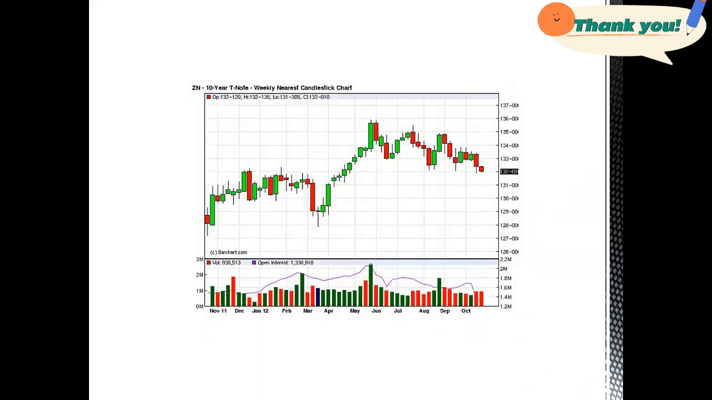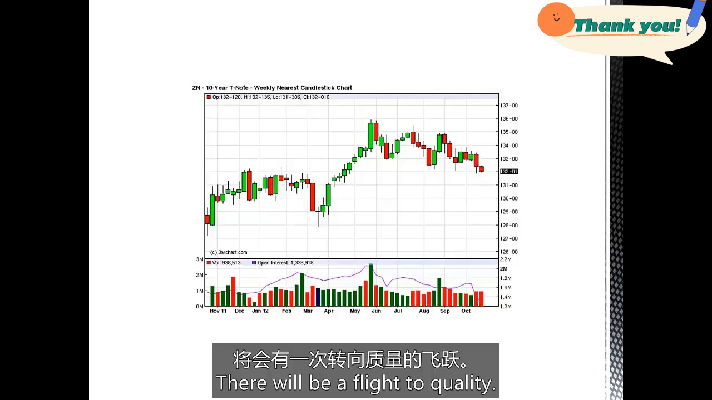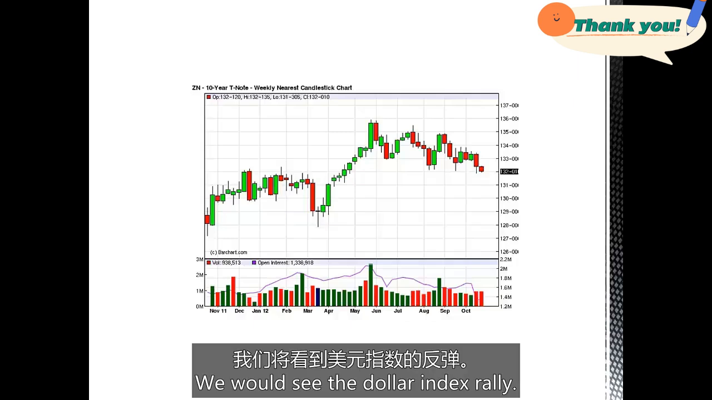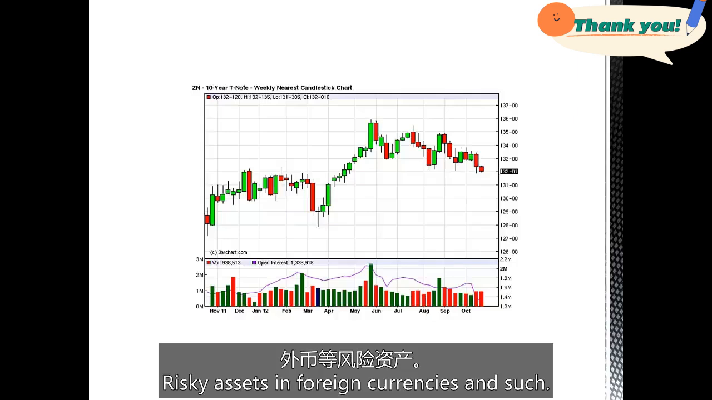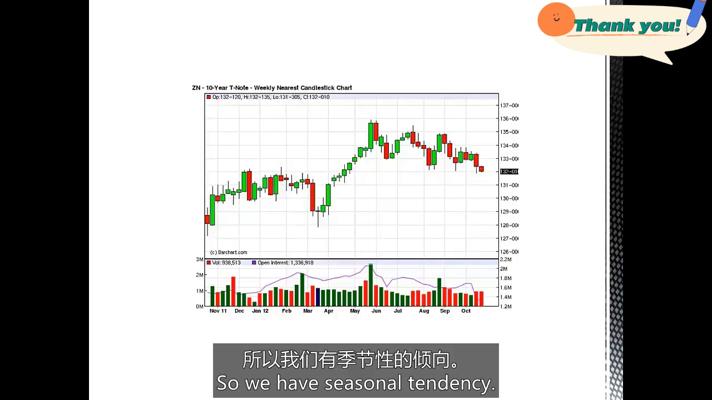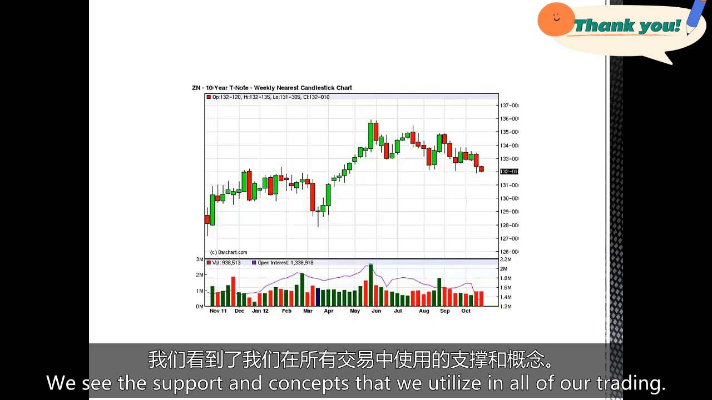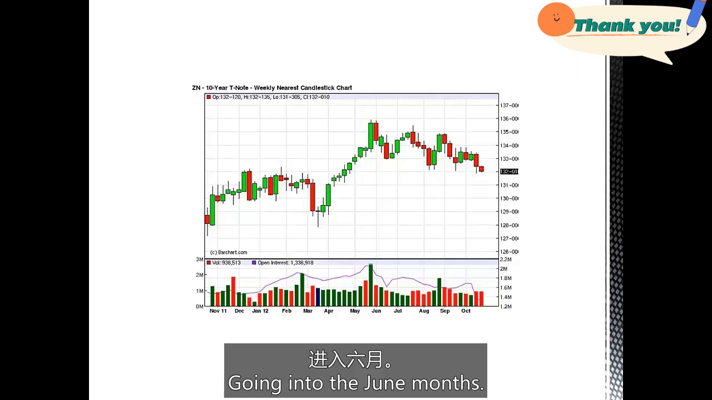So that's going to be bearish. It's going to drag risk out of the market. In other words, the risk off scenario will unfold. Okay, there will be a flight to quality, and during this time frame, we would see the dollar index rally, and obviously risky assets in foreign currencies and such would be declining. So we have seasonal tendency. We see the support and concepts that we utilize in all of our trading: optimal trade entry, trading at a key support level. We would expect a rally up in this time frame, April, May time period going into the June months.